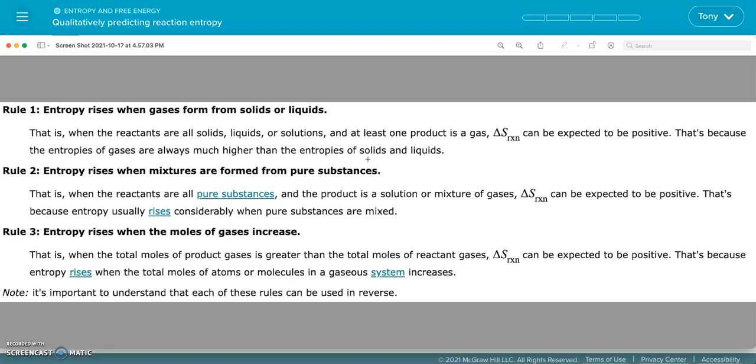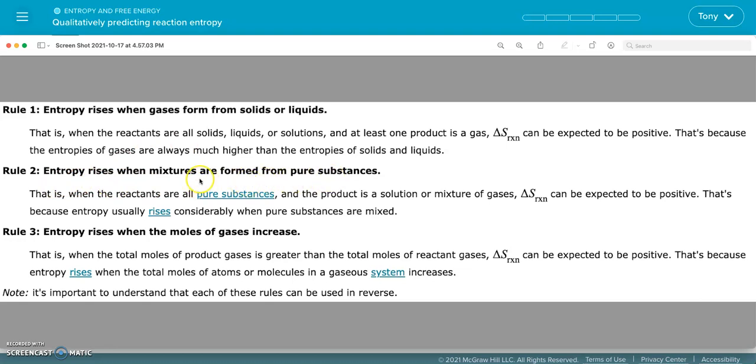Rule number 1. Entropy rises when gases form from solids or liquids. So essentially what this is saying is that if you have reactants that are solids or liquids, and then you have products that are gases, then the entropy will be rising. So when you go from solid or liquid to a gas phase, then entropy would be rising. That's what that first one is saying. I think the way that it's written here is a little confusing, but we can break it down essentially that way. Rule number 2. Entropy rises when mixtures are formed from pure substances.